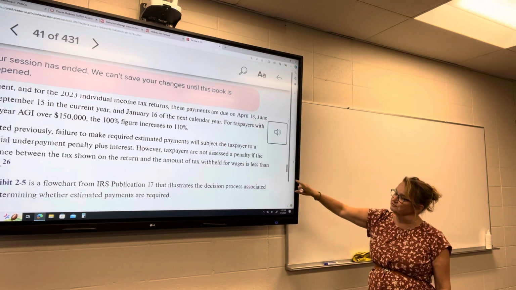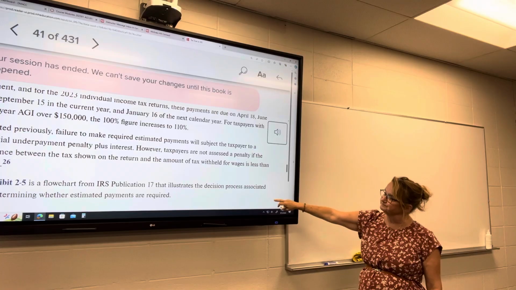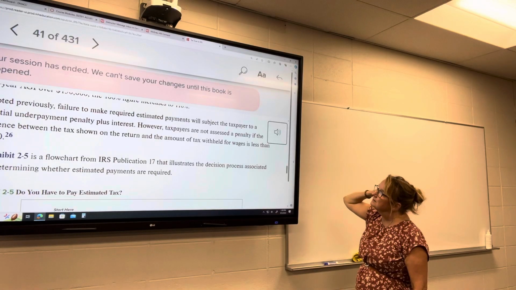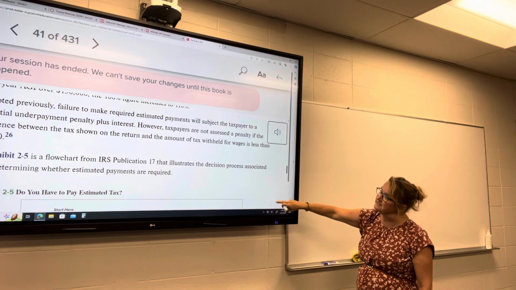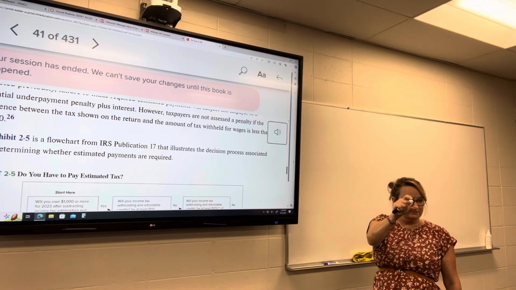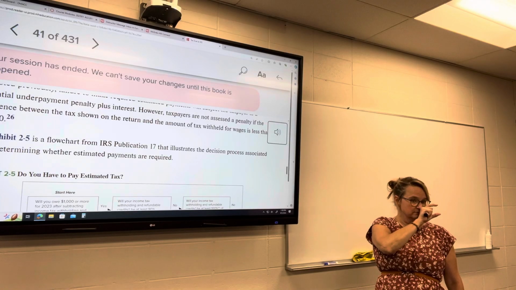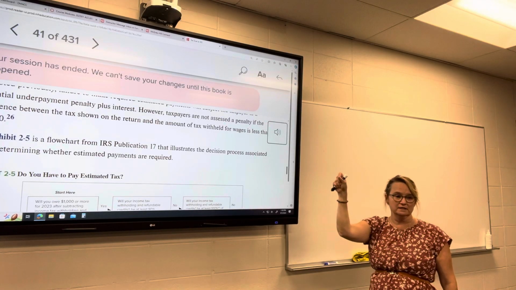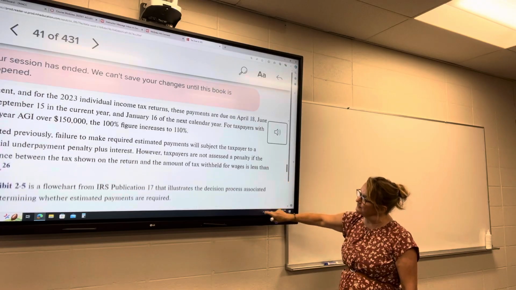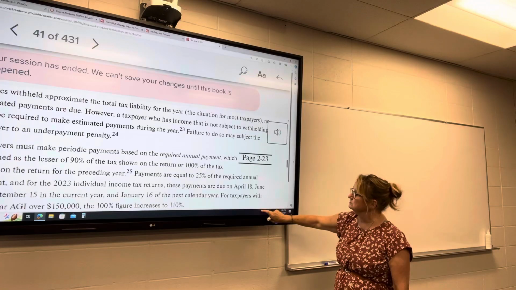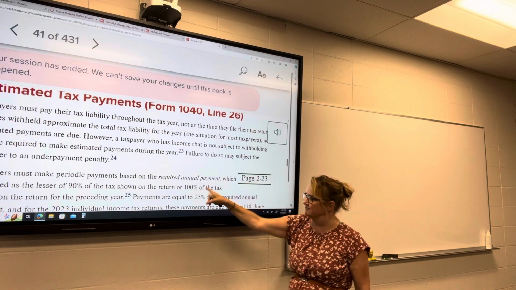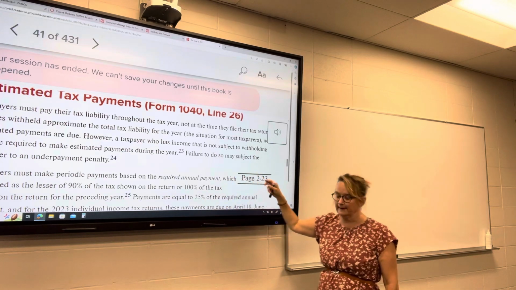There are penalties for failure to make those estimated payments. Penalties plus interest if it's an underpayment. But they're not assessed a penalty if the difference between the tax shown, so here's another safe harbor, if it's under $1,000, there's no penalty. So those penalties kick in after $1,000 of tax due and after these safe harbor amounts haven't been reached, okay?